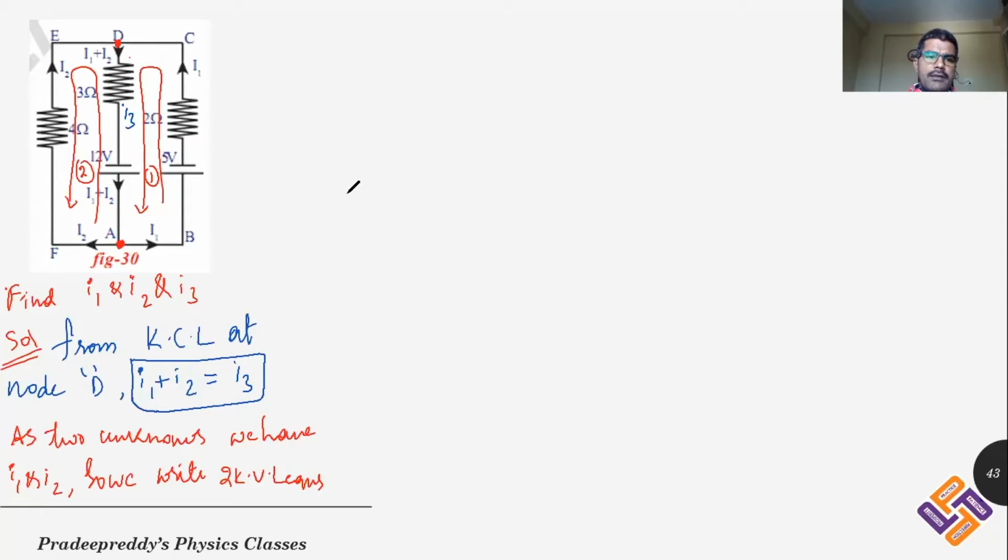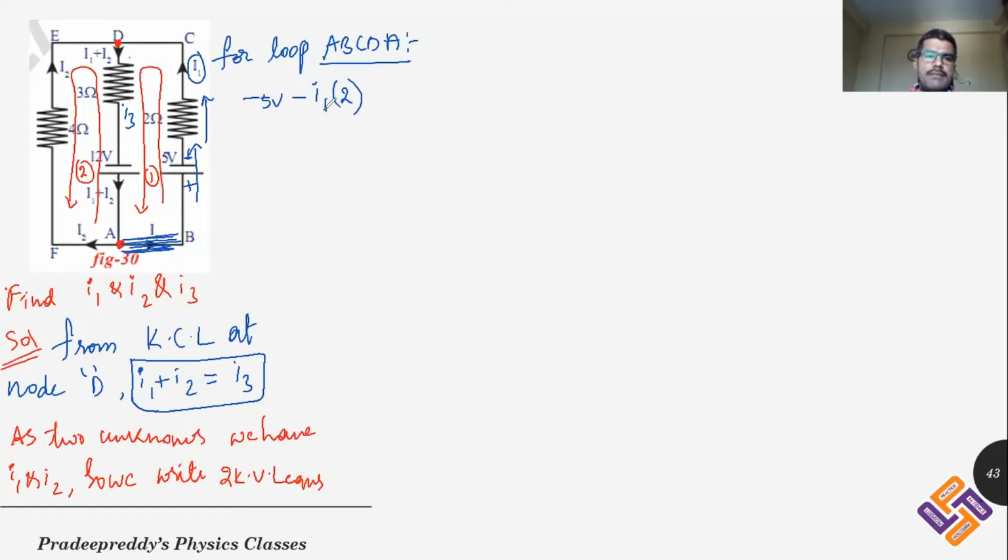Now I'll be writing for the first loop. Start from here, A, B, C, D, A. I can start from A. From A to B, there is no component. From B to C, we have one battery and one resistor. From the battery, you are going from positive to negative terminal, so it is minus 5 volt. And you are going in the same direction as that of current I1 in this resistor, so it is minus I1.